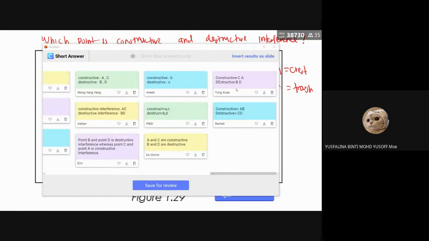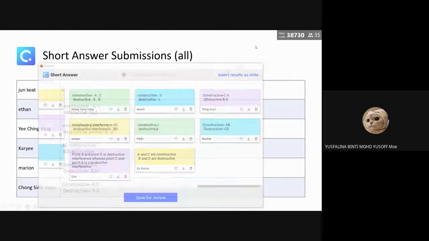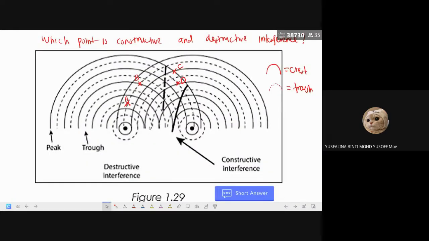All right. Okay, so let's discuss the answer here. You can see at point A is the trough meet with the trough. So of course it's constructive. Okay, B is the crest meet with the trough. This one is actually destructive. And this one is the crest meet with the crest. So of course it's constructive. And this one, the crest meet with the trough, is actually destructive, at point D here. So A is constructive, B is destructive, while C is constructive, and D is destructive. So A and C are constructive.